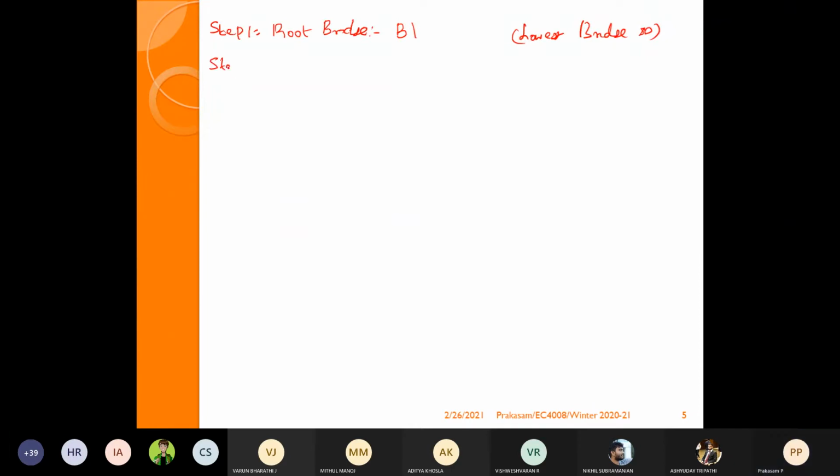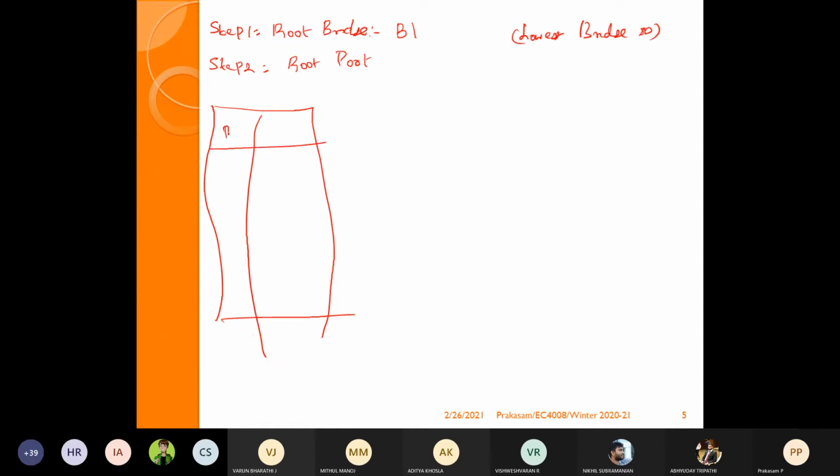Step 2, find the root port for all the bridges with reference to the root bridge. So B2, B3, B4, B5, B6, B7. So for B2.